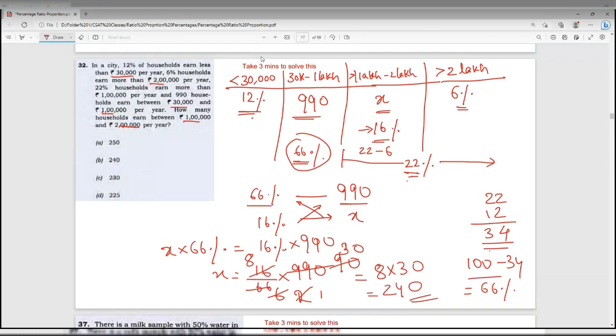So the total households earning 1 lakh to 2 lakhs is 240 households. This is 240. That is nothing but 16%. So the correct answer is option B. I hope you have understood this. If you have any query or doubt, please ask.